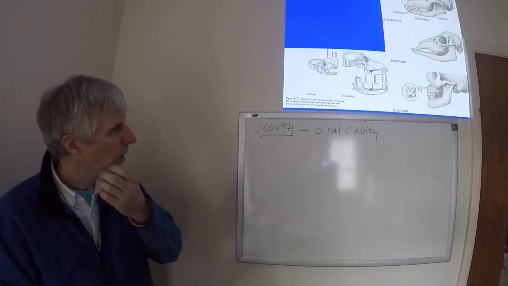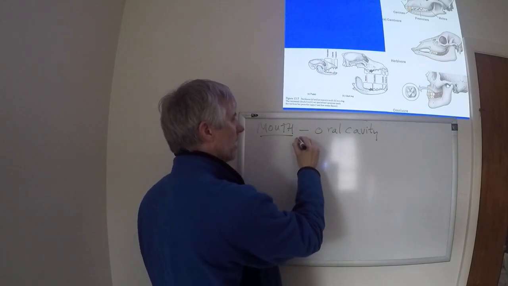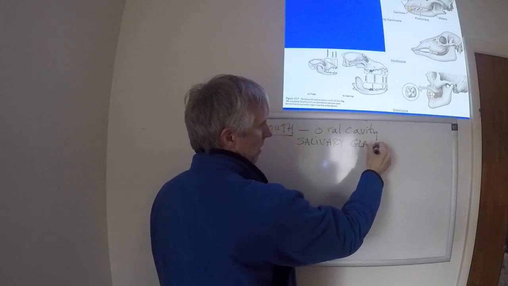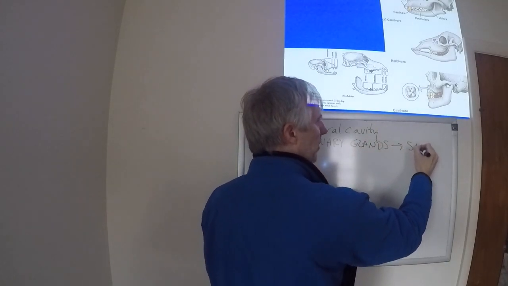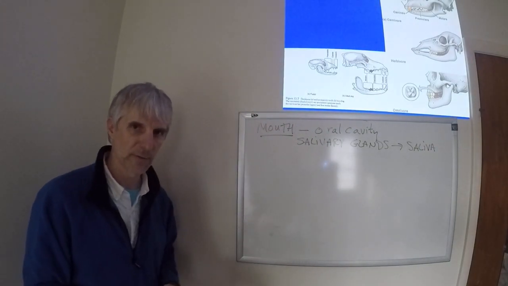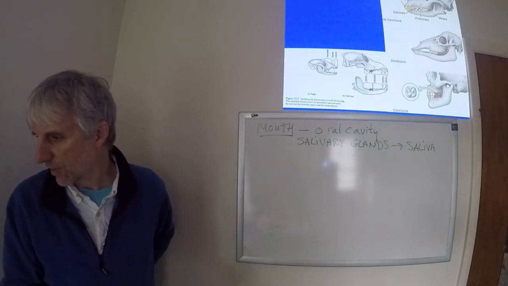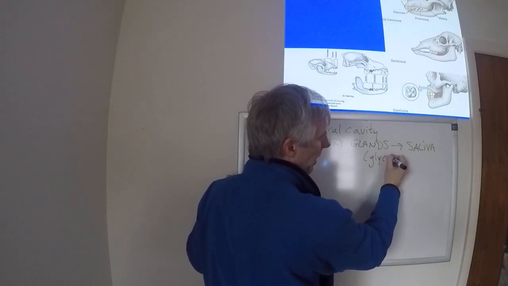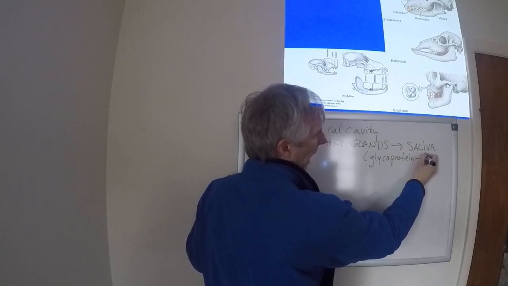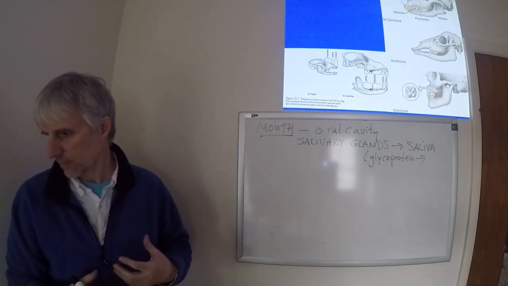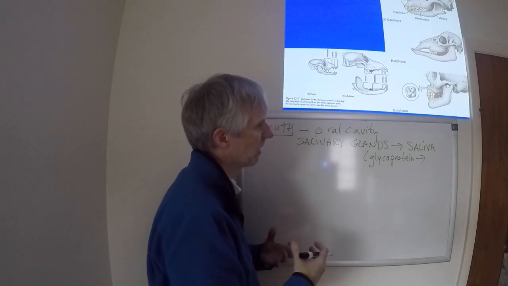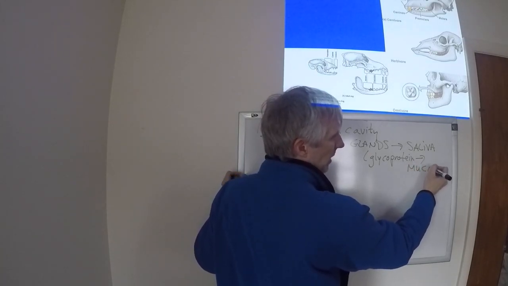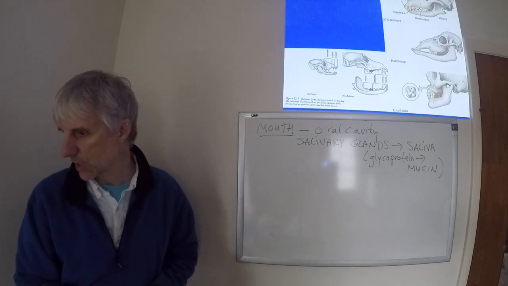And associated with this oral cavity are a bunch of glands. These glands produce a material called saliva. This saliva is very important because it contains a glycoprotein that has the function of lubricating this material that we brought into our mouths. This glycoprotein that functions as a lubricant is called mucin.